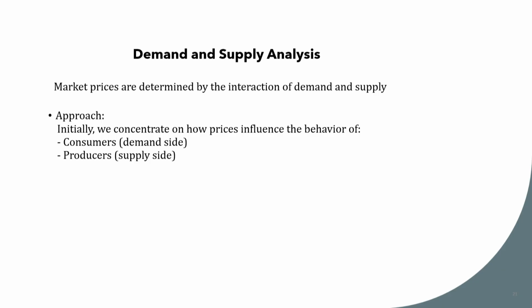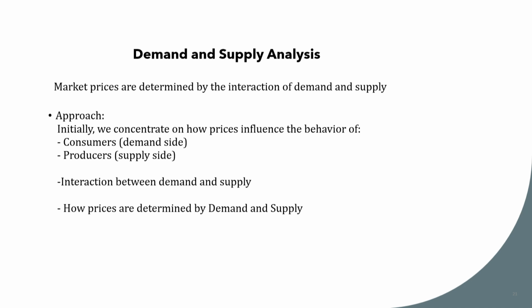To make the discussion simpler and straightforward, our approach will be that initially we concentrate on how prices influence the behavior of consumers. That means we will be focusing on the demand side of the economy. Then similarly, how prices influence the behavior of producers, that means the supply side of the economy. Later, once we complete this discussion, we will move into how the interaction between demand and supply leads to price determination. This is the framework through which we are going to have this discussion.